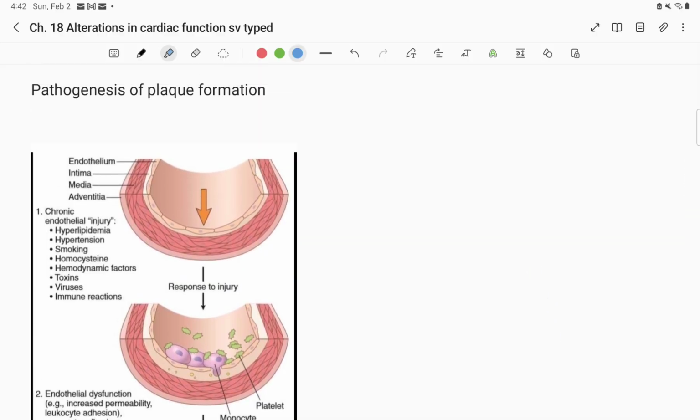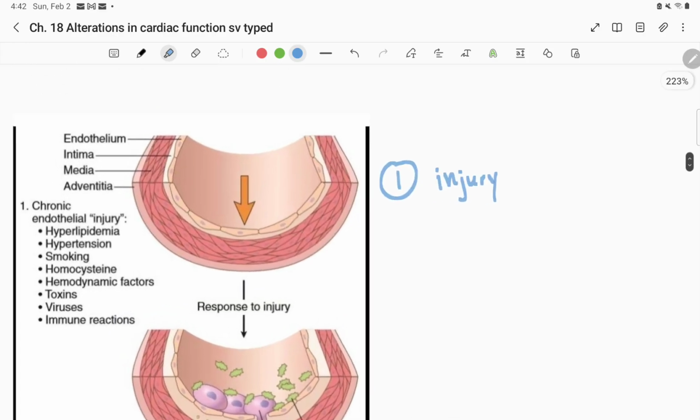So this is the pathogenesis of plaque formation. So the first thing that you need is an injury. So you need to do things like to chronically hurt the endothelium. So hypertension, smoking, toxins, viruses, okay, all these things that create inflammation in the body, on top of decreased nutrition.